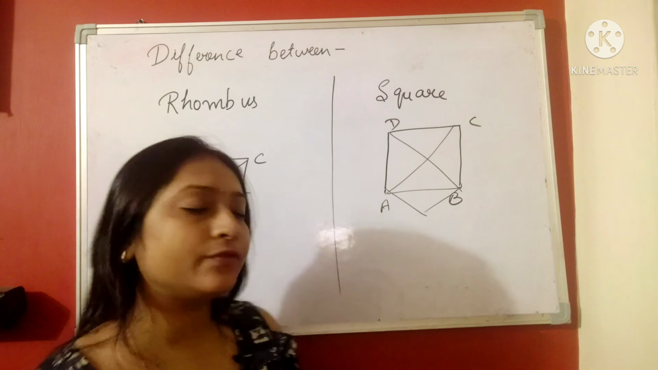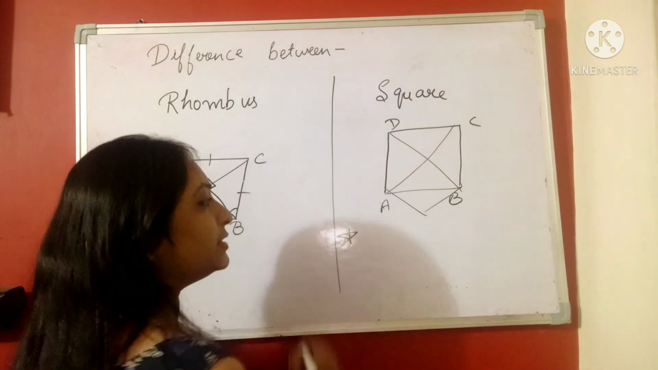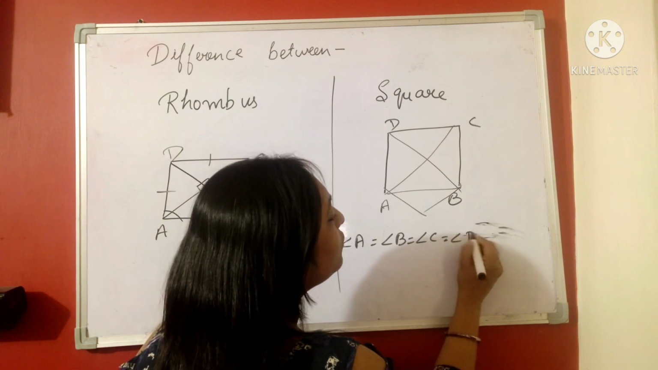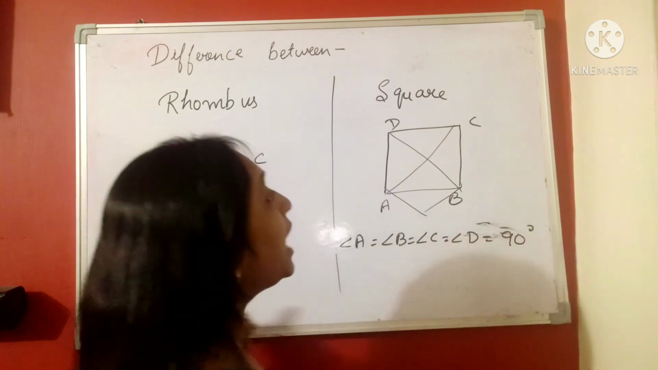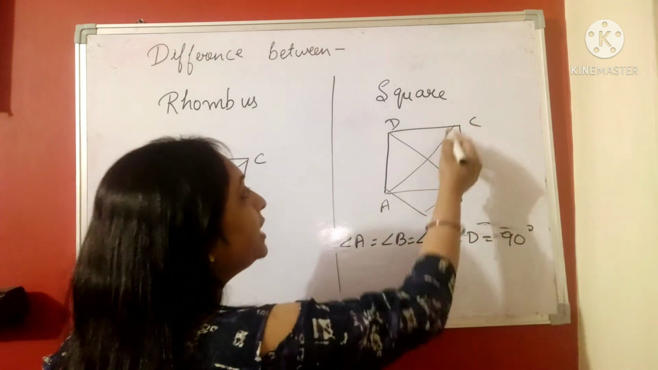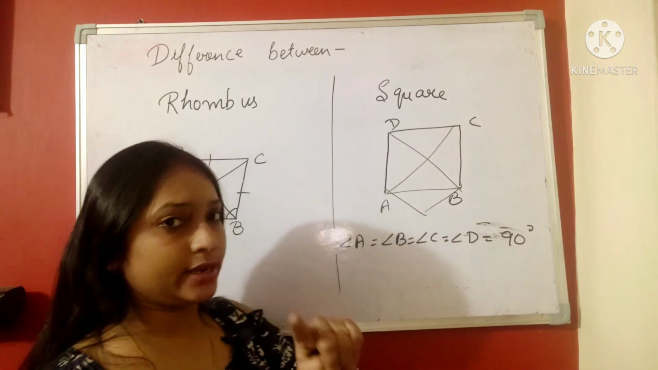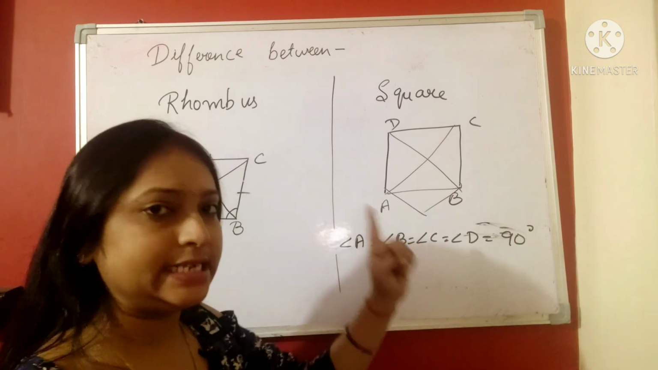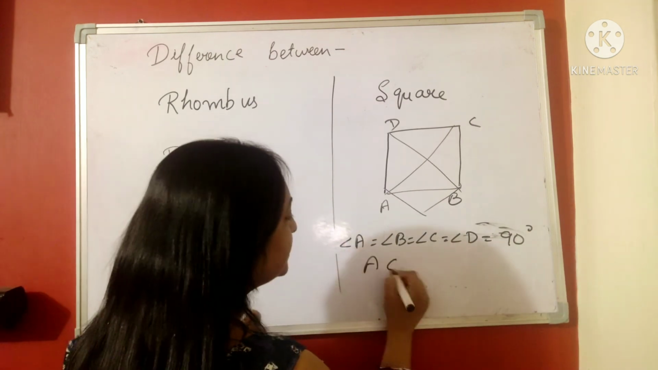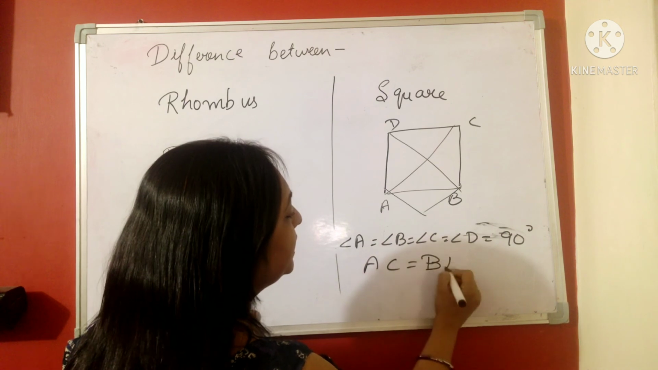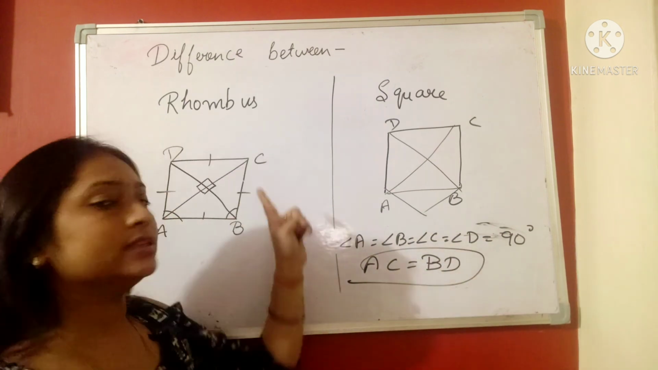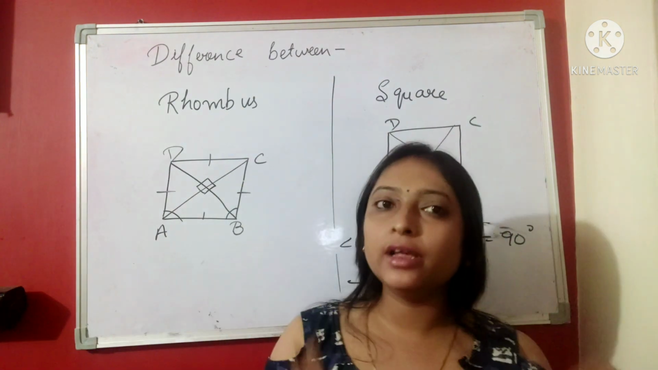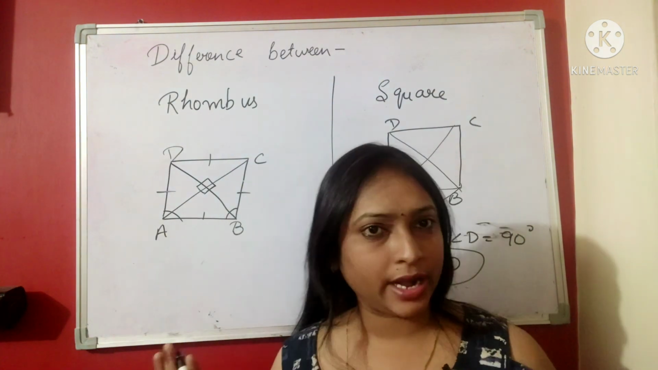Now here what is the difference? The very first difference is, in square, all the angles are again of 90 degree each. And the second thing is, the diagonals of the square are equal, whereas the diagonals of the rhombus are not equal. Diagonal AC is equal to BD, right? But here diagonals are not equal. So this was a very short and simple video to clear the confusion between the quadrilaterals.